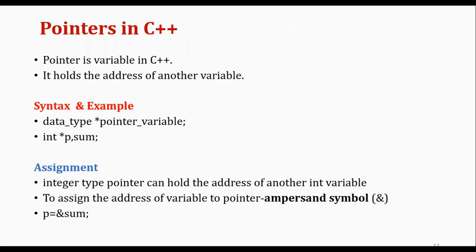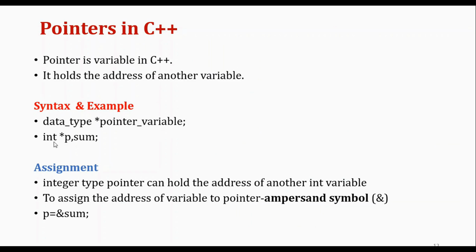Now let us move on to the pointers in C++. A pointer is a variable in C++ that holds the address of another variable in the program. That is what pointers are. Pointers deal with memory addresses, which is fast and efficient. The syntax is data type, asterisk symbol, and the identifier.